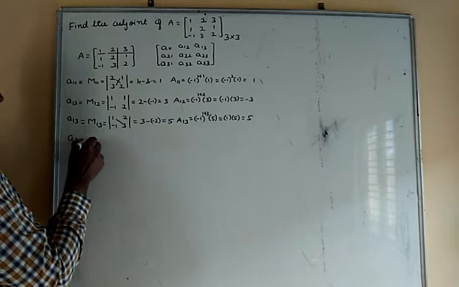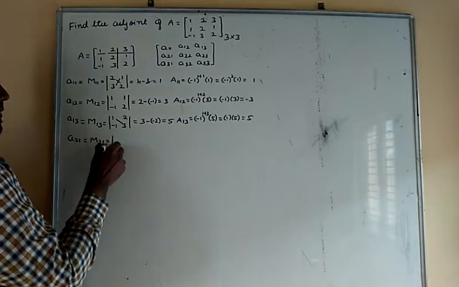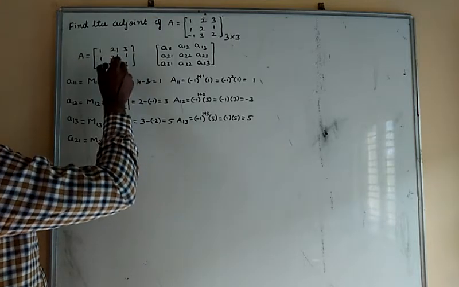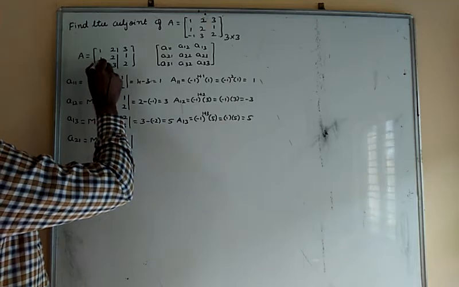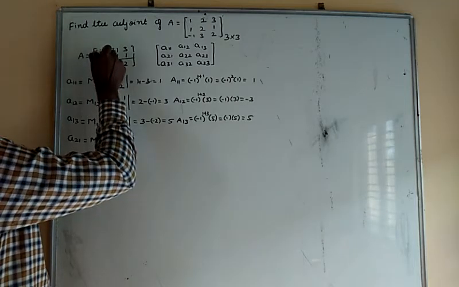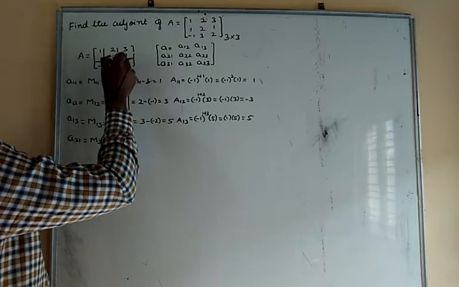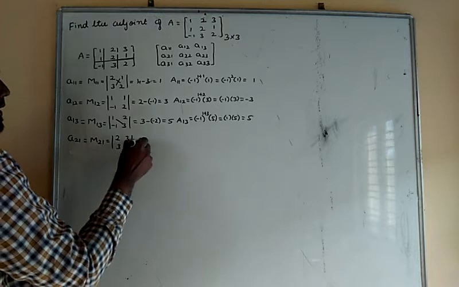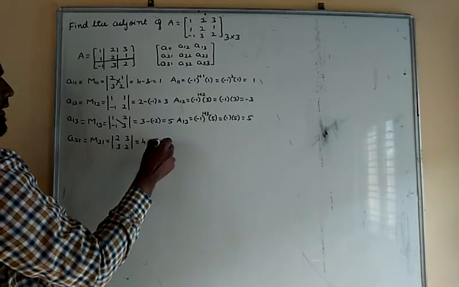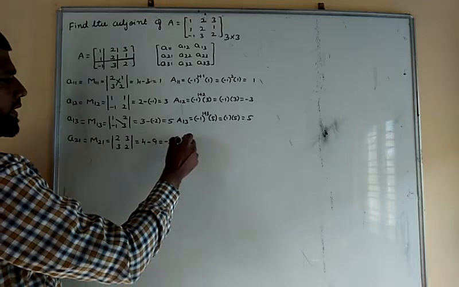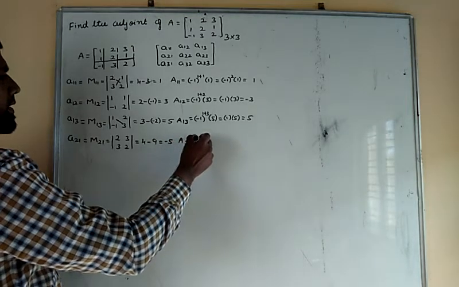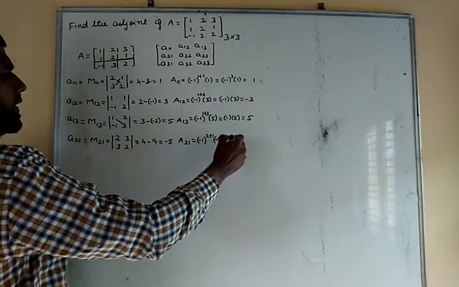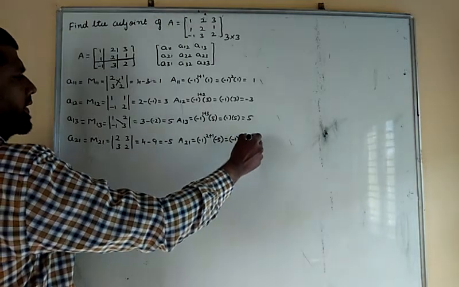Again, A21. M21 means you have to leave the second row and the first column, leaving 2 3, 3 2. Then 4 minus 9 is equal to minus 5. Then let us find the cofactor of A21, that is minus 1 whole to the power of 2 plus 1, into minus 5. That is minus 1 into minus 5, which is equal to plus 5.